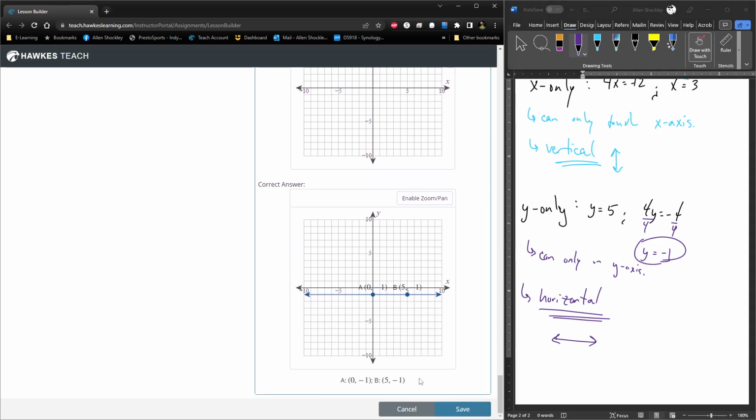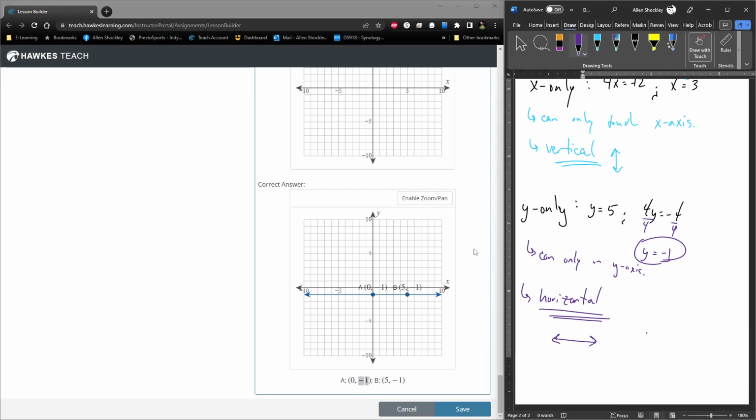I could also choose negative 5, negative 1. I could choose negative 9, negative 1, or 10, negative 1. All of these work so long as my y coordinate is negative 1. So for this, you just throw in whatever you want, negative 1. Whatever you want, negative 1. It'd be from negative 10 to 10.